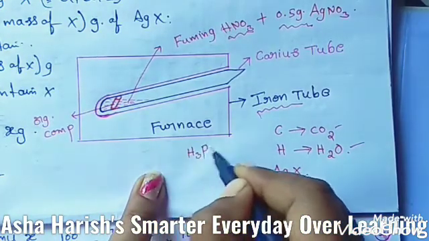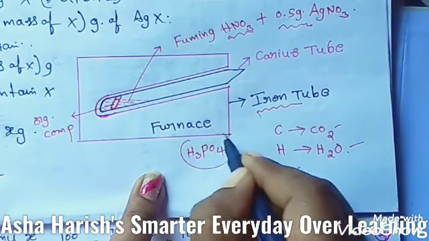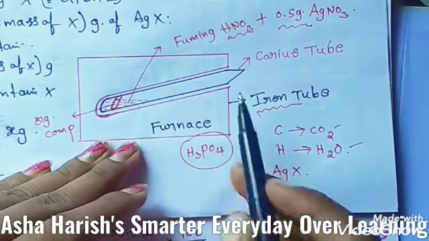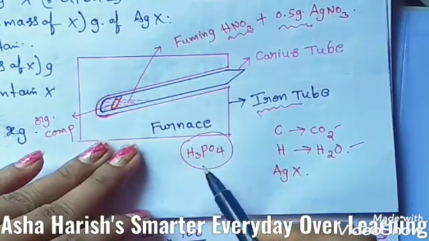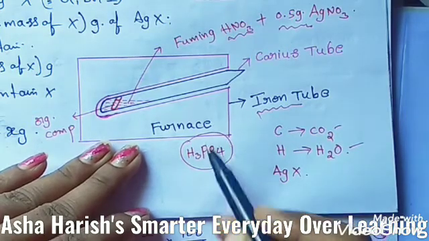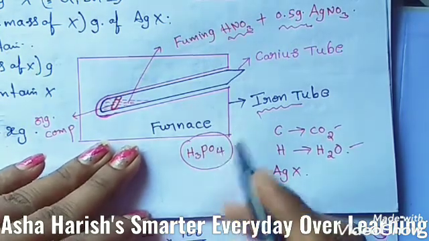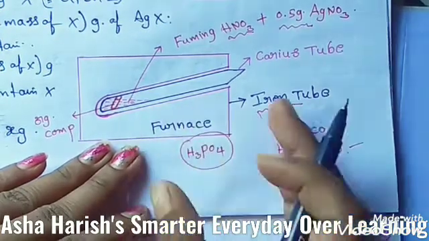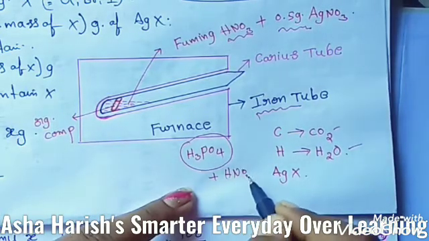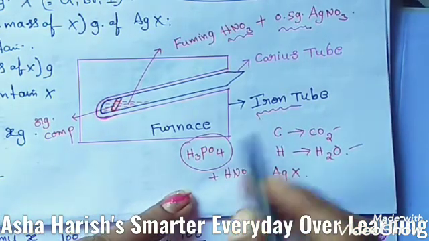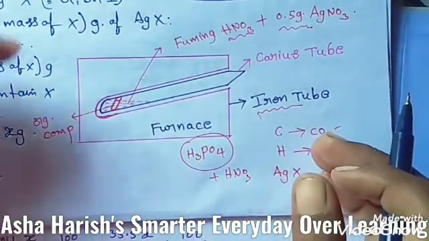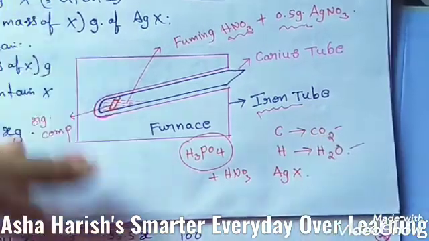The formula is H3PO4. Suppose in that specific organic compound phosphorus is present, then that should be oxidized into phosphoric acid H3PO4, which is precipitated as ammonium phosphomolybdate by heating with concentrated HNO3. Again, this can be treated with concentrated HNO3 and then adding ammonium molybdate. Now let's see all the chemical equations, what are the products and what are the reagents also. Let's see now.